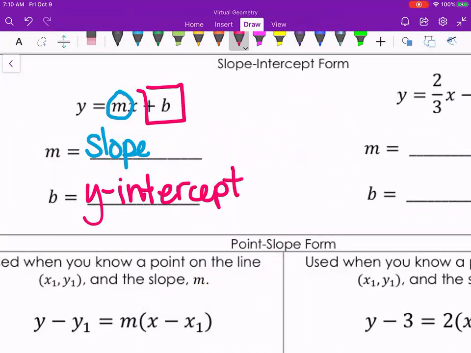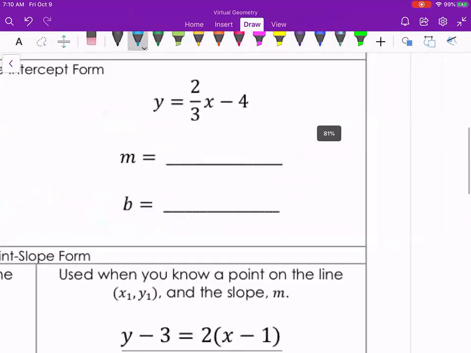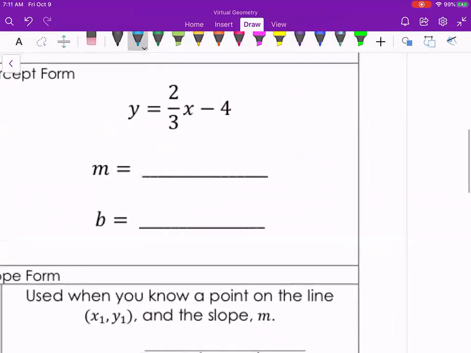And remember, as a coordinate, that would be (0, b). So again, the b is our y-intercept. The m is our slope. So let's use those and practice with this first equation we have here.